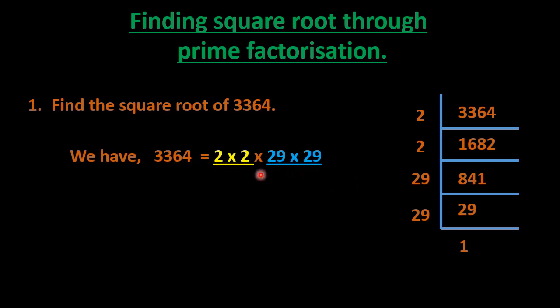And then we make pairs. Here I have made pairs by underlining the two factors which are the same. So 2 and 2 make one pair, written in yellow color, and 29 and 29 make another pair, written in blue color. Therefore, for the square root of 3364, from the first pair we take one factor, that is 2, and from the second pair we take another, 29. 2 into 29 is 58. Therefore, the square root of 3364 is 58. So this is our answer.